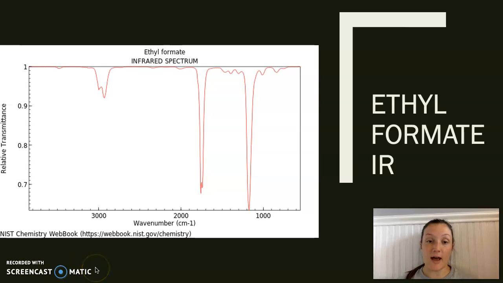So this is the IR spectrum of ethyl formate. If you look at the structure of ethyl formate, the different functional groups, which are like bonds between atoms, have different predetermined wavelengths, and these wavelengths portray the different peaks that you see on the spectrum.